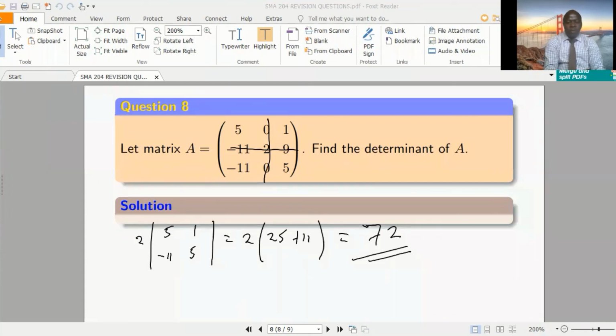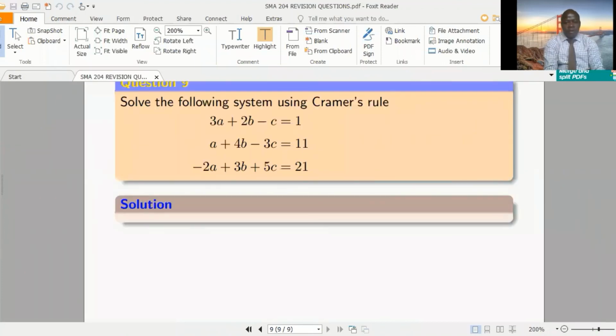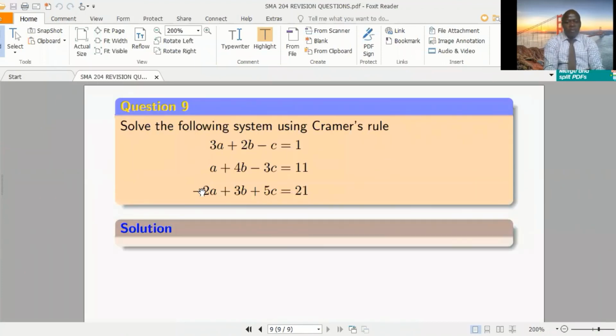Let's look at the last question. Again, this is just a revision of what we've done earlier, because we looked at how to solve systems of equations by Cramer's rule. We had also looked at how to solve using Gaussian elimination. And so this question wants us to find the solution by Cramer's rule. So we are just revising what we had done earlier.